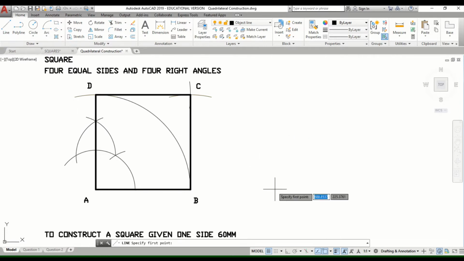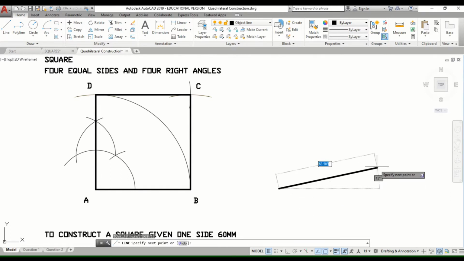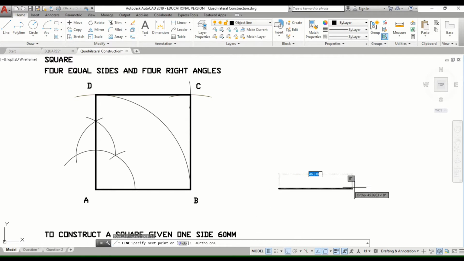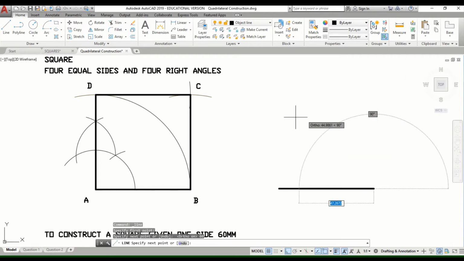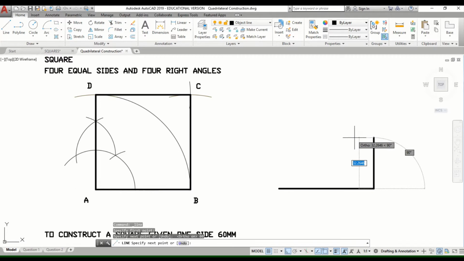So to begin with, let's choose our object line and choose the line tool, and we draw our given line. You may select auto to make sure it's horizontal, and this line is 60 units long. Now we could continue and draw the square. However, we are doing geometrical construction, so we must show how we construct the square itself.